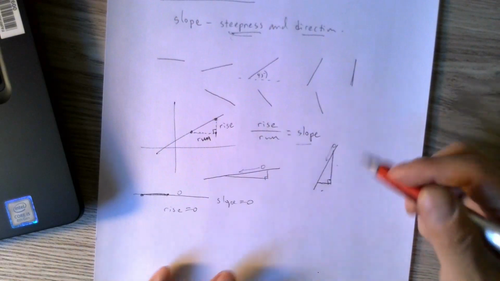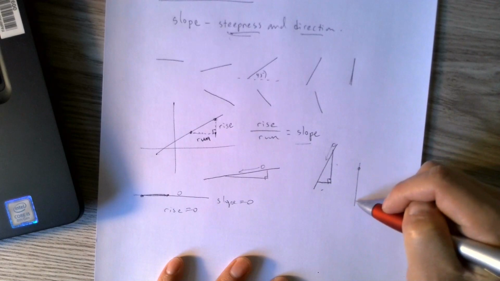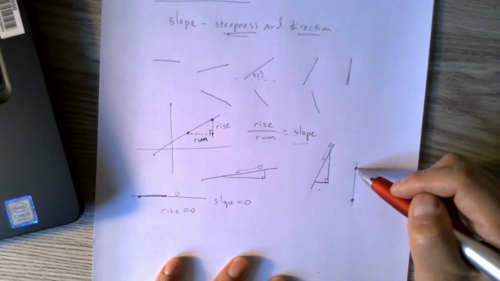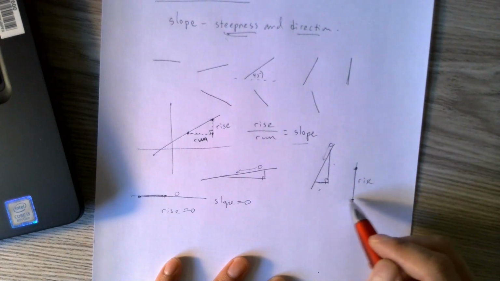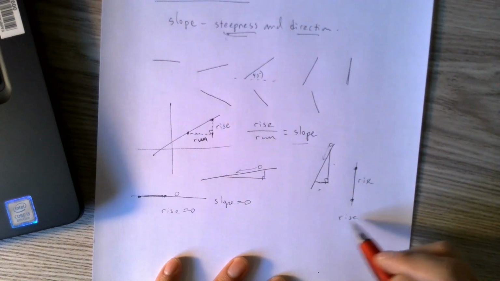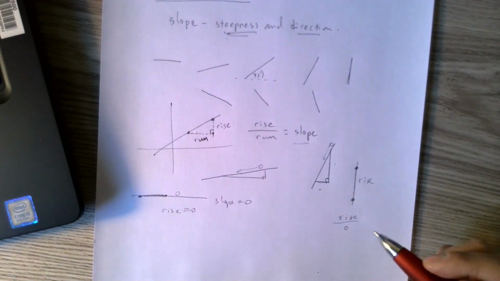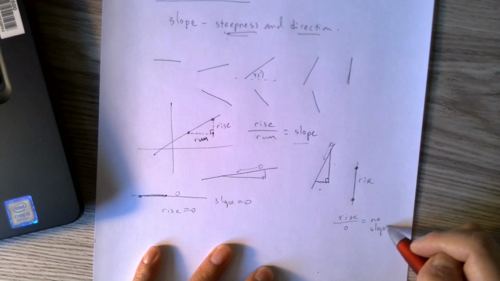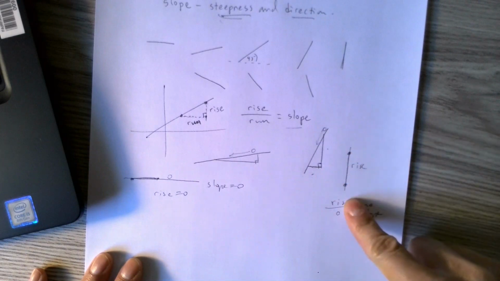Now what does that mean about vertical lines? Well, I pick 2 points on my vertical line. Yes, this is my rise, but now I have no run. So I've got the rise over 0. Well, we know we can't divide by 0, so this becomes no slope. So horizontal lines have 0 slope and vertical lines have no slope.